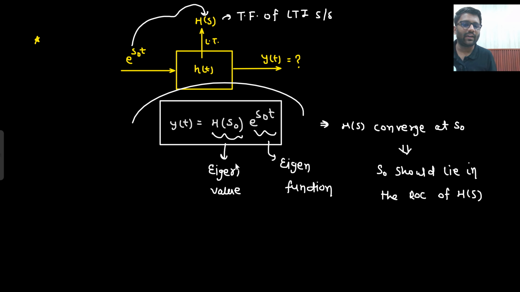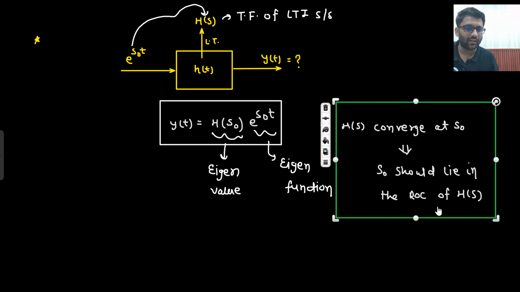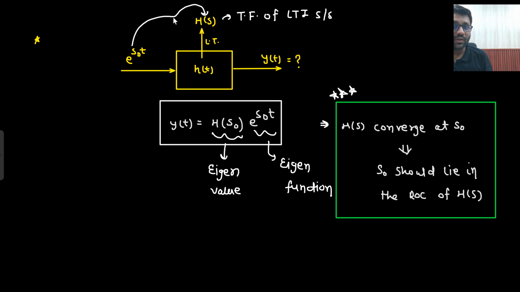Everywhere you will find this particular thing, but it is also very, very important, and usually 100% of the aspirants miss it. You can put this s naught value only when s naught is lying in the region of convergence of H(s). So whenever you are defining H(s), the first task is always to define the region of convergence, and check whether your s naught is lying there or not.